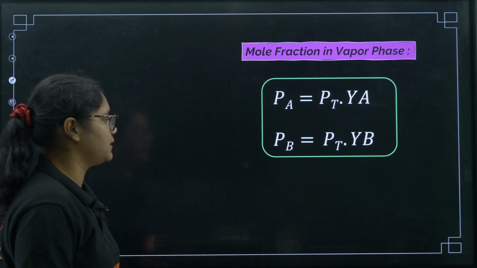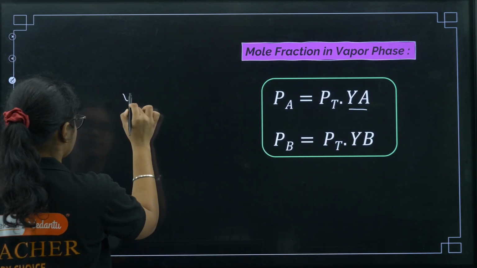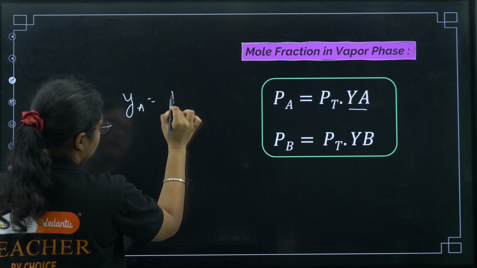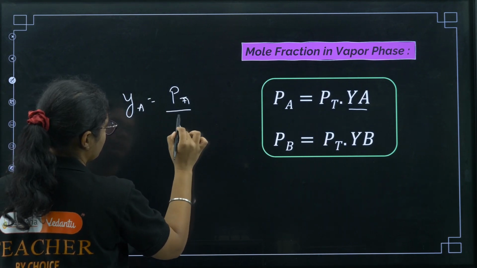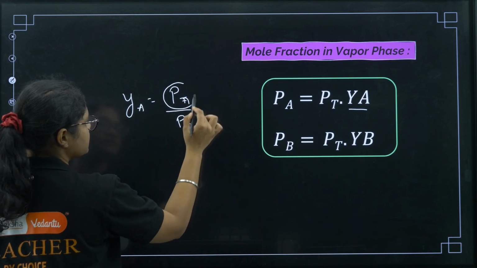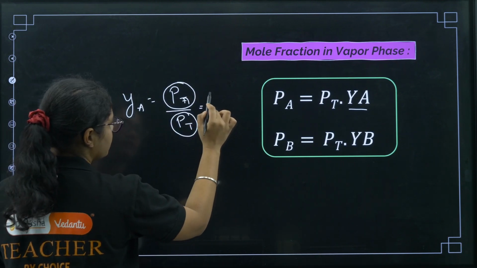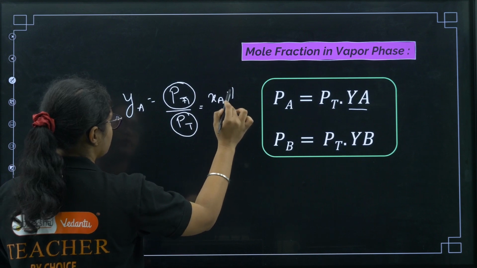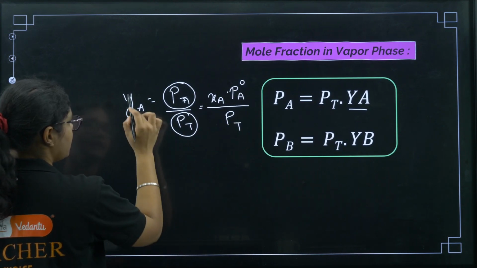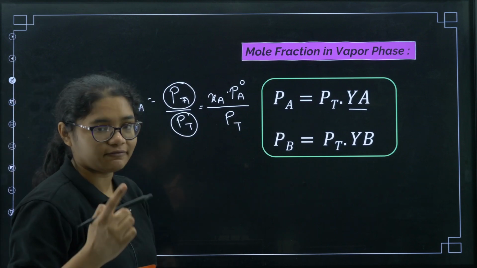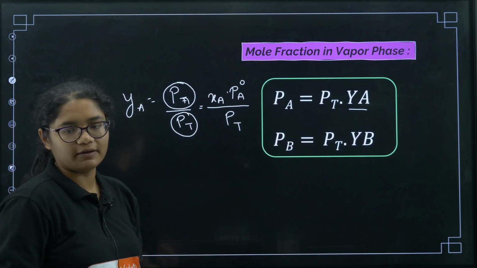Next we have mole fraction in the vapor phase. This is also very important. Ya is equal to Pa by P total, where Pa is the partial pressure of A and P total is the total pressure. Pa we get as Xa times P naught A, divided by P total. Ya is the mole fraction of A in the vapor phase. Similarly, Yb is the mole fraction of B in the vapor phase.